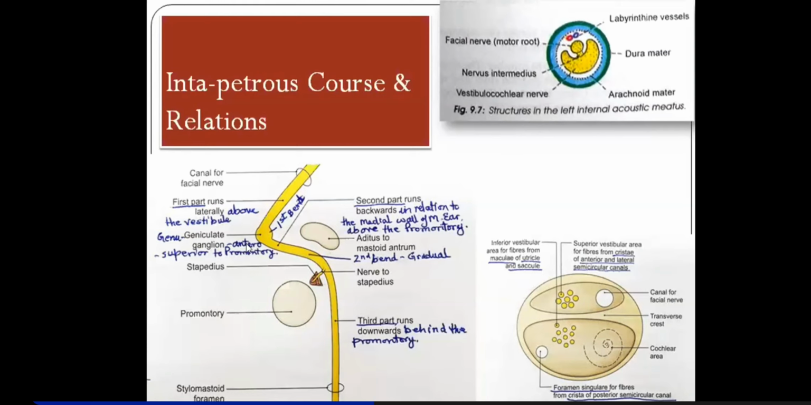So this genu lies anterior and superior to the promontory. Now the promontory is a bulge on the medial wall of the middle ear cavity. So the genu rests above the promontory, right? And genu means a bend. So there you find a ganglion here. This is called the geniculate ganglion, because it is also a sensory nerve, since the nervus intermedius has been included in this.